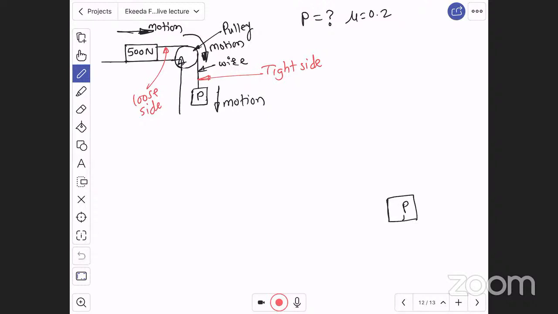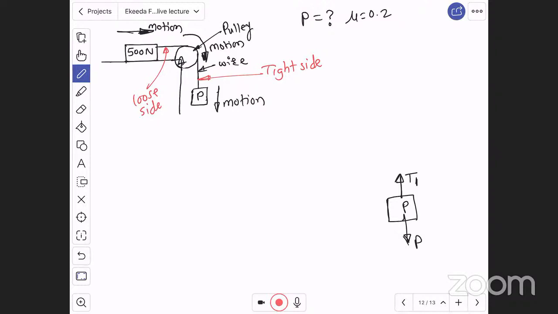The self weight definitely acts in downward direction, which is nothing but P, and there will be tension in the wire, which is T1, because already we have identified the tight side. Tight side is connected to block P, therefore tension is T1, and tension always we have to show away from the device, right?